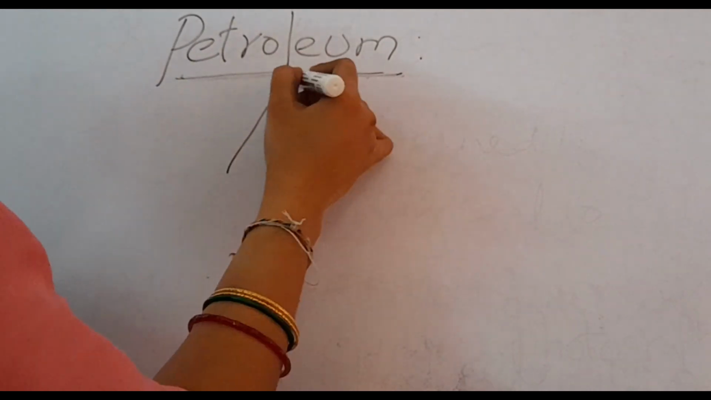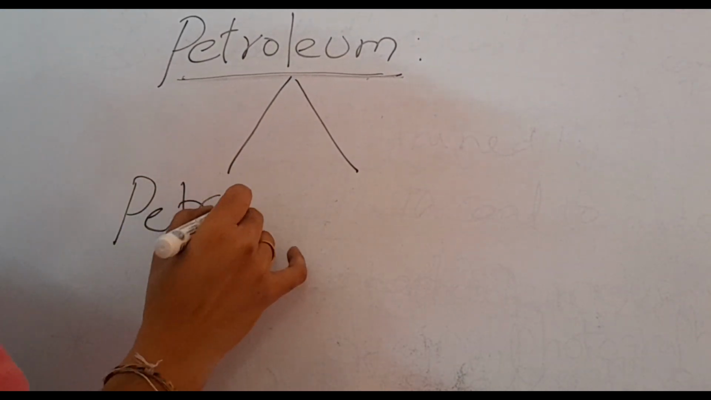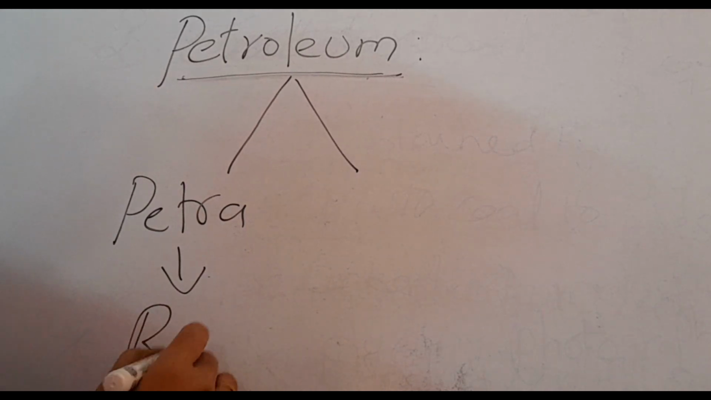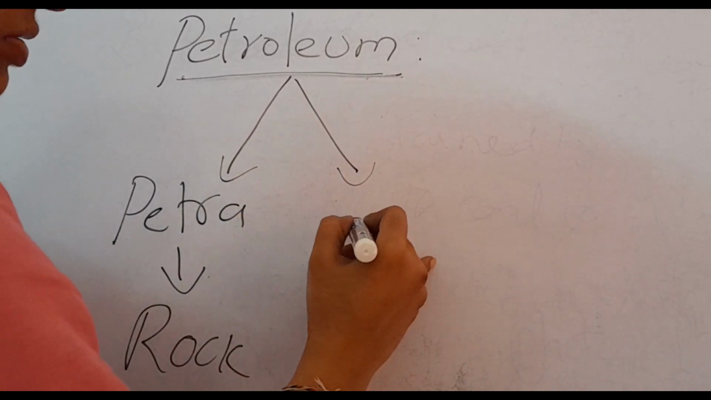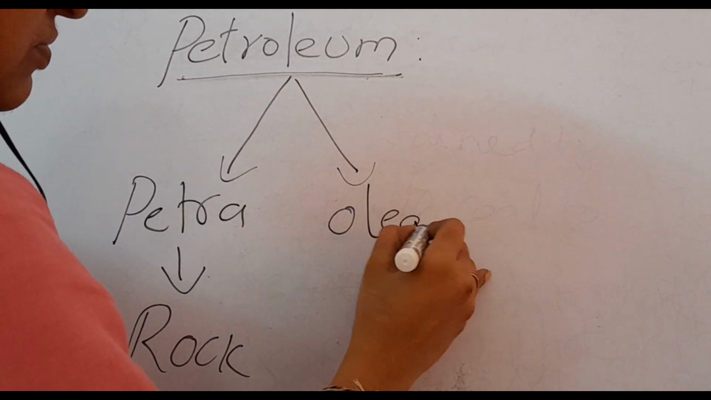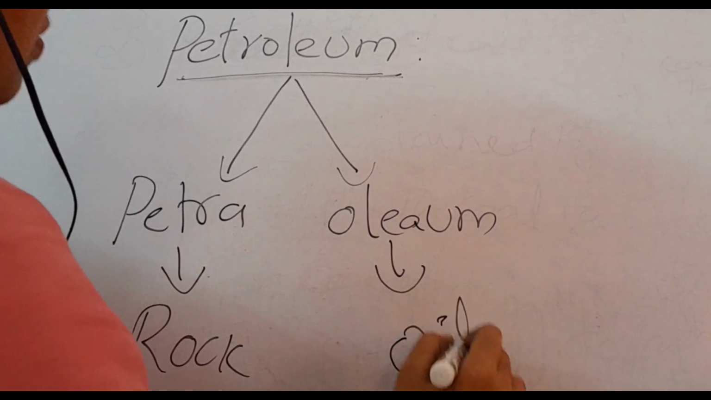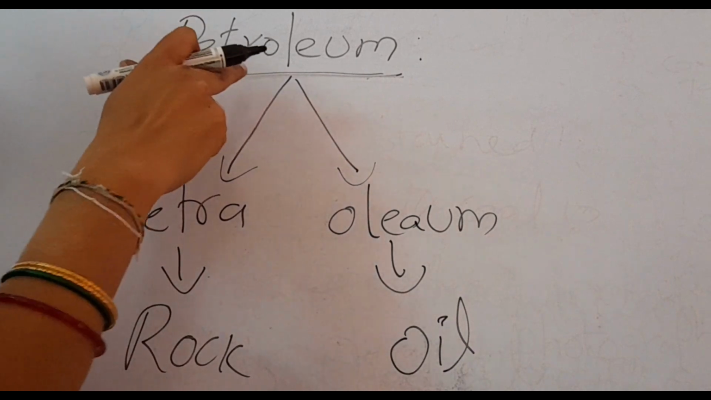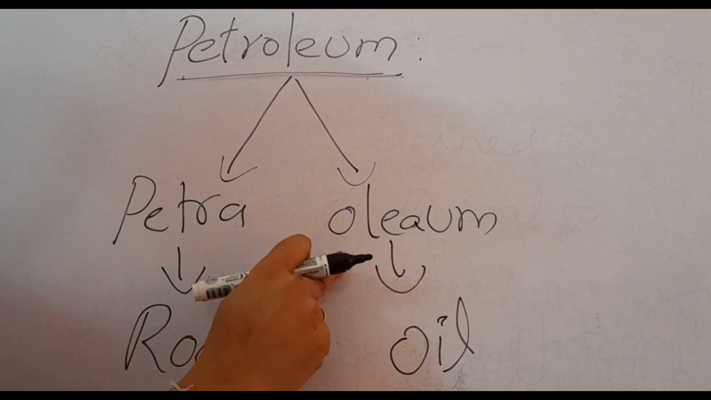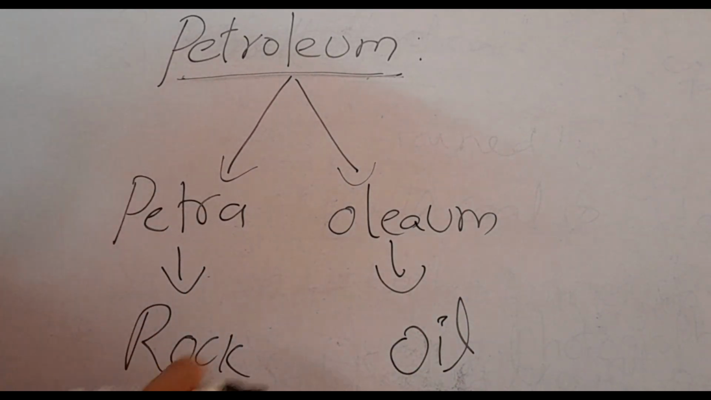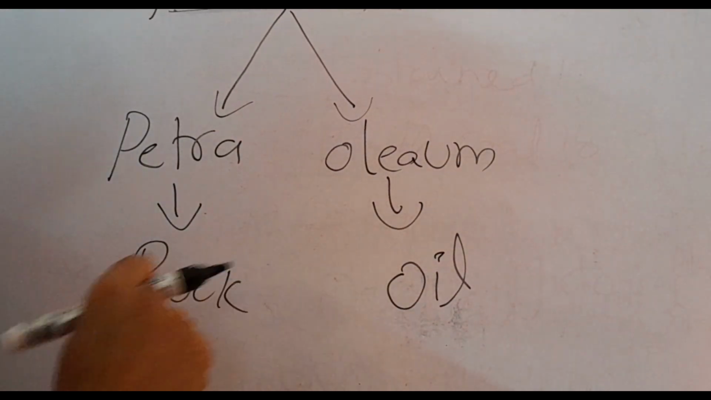Petroleum means, in two words, Petra and oleum. Petra means rock, and oleum means oil. The word petroleum is derived from Petra and oleum. Petra means rock and oleum means oil.